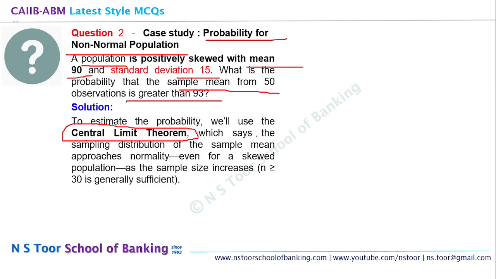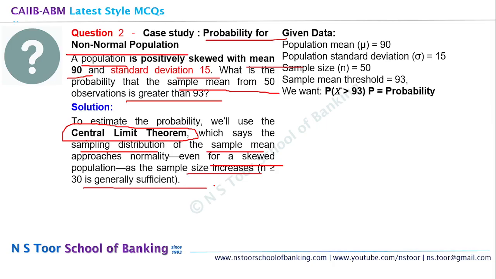What does the central limit theorem say? The sampling distribution of the sample mean approaches normality even for a skewed population as the sample size increases. When the sample size is greater than 30, it is generally sufficient. Very simple definition. Now in this data that has been provided to us, what is the population mean?